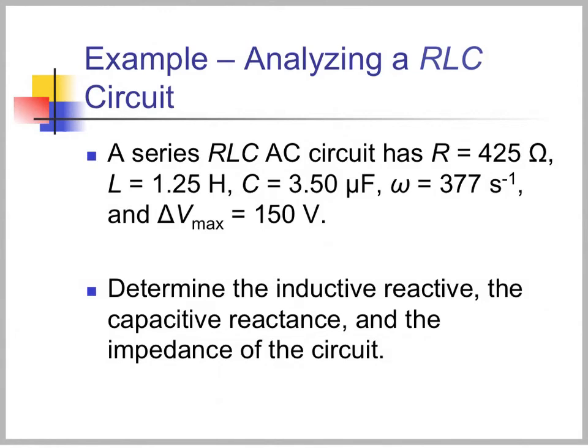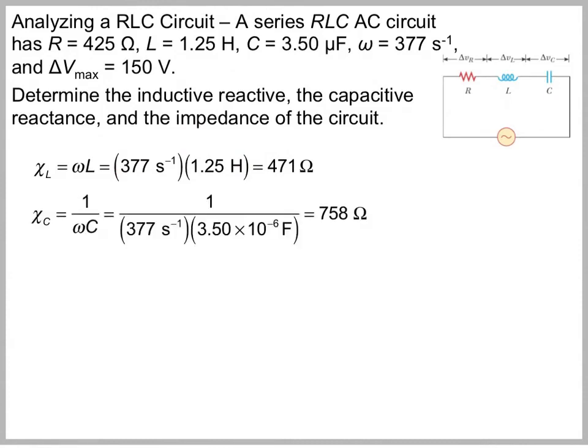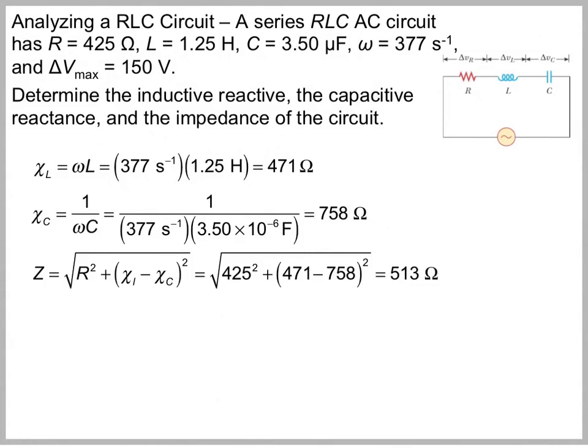So first, the inductive reactance, χ_L, is just ωL. So we plug in the values that we were given, and we get 471 ohms. The capacitive reactance is 1 over ωC, and again, plugging in these values, we get 758 ohms. The impedance is the square root of R squared plus (χ_L minus χ_C) squared. We plug in those values, and we get an impedance of 513 ohms.